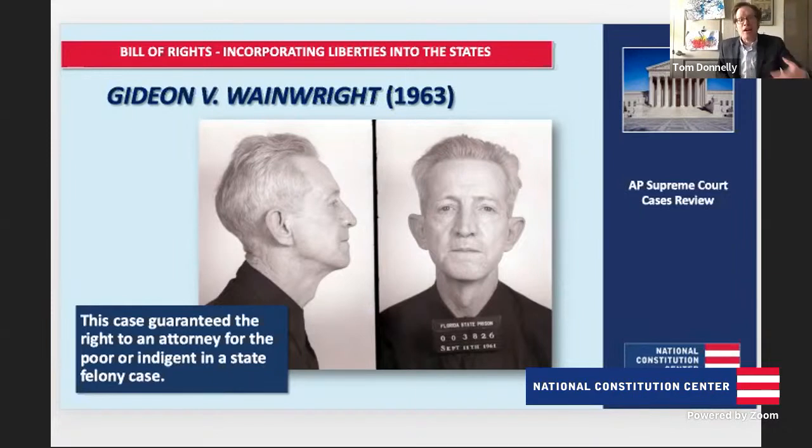In Gideon versus Wainwright, the question becomes whether or not the Sixth Amendment's right to counsel should be incorporated against the states. Right here, we see Clarence Earl Gideon, who was the defendant in this case. He's charged and convicted of a burglary in a pool hall in Florida. He's poor. He tells the court, I can't afford a lawyer. And Florida says, that's too bad. You're out of luck. We don't give lawyers to people in your situation where it's basically a petty crime. And so Gideon has to represent himself.